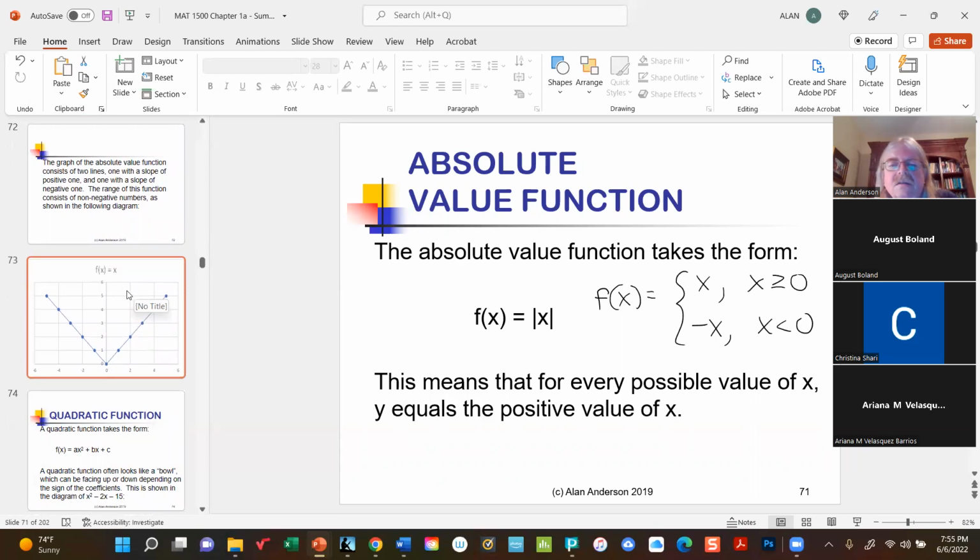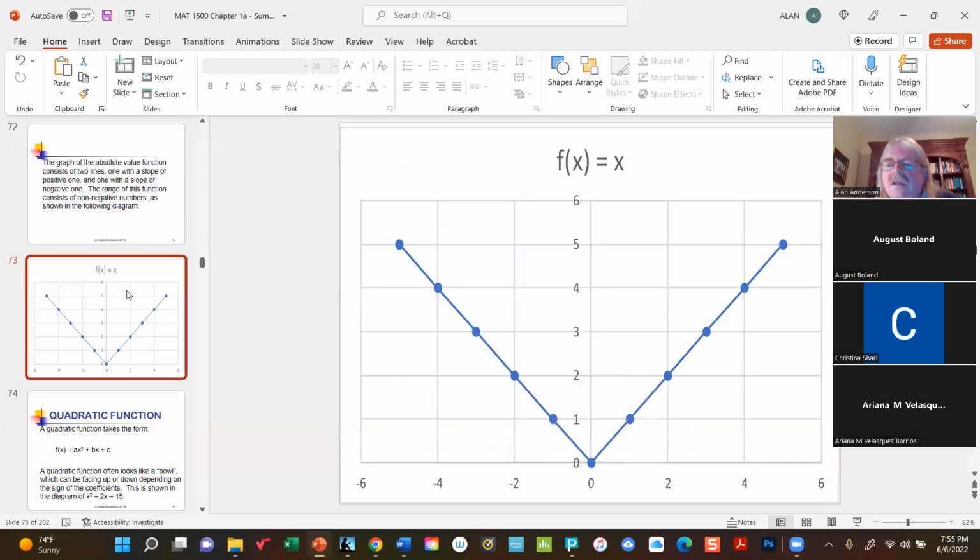it's just a big V. Okay, so for example, when x is negative 2, y is positive 2. But when x is positive 2, y is positive 2. So it can never be negative. Okay, so it has that unique look to it. It's basically two straight lines joined at 0.